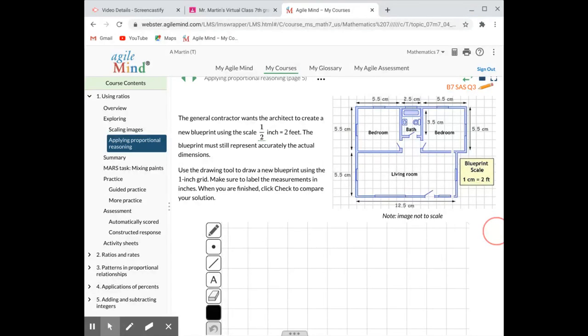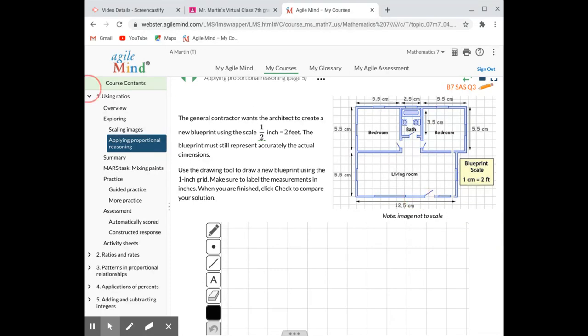General contractor wants the architect to create a new blueprint using the scale half an inch equals 2 feet. The blueprint must still represent accurately the actual dimensions. Using the drawing tool, draw a new blueprint using the 1-inch grid. Make sure to label the measurements in inches. When you are finished, click check to compare your solution.